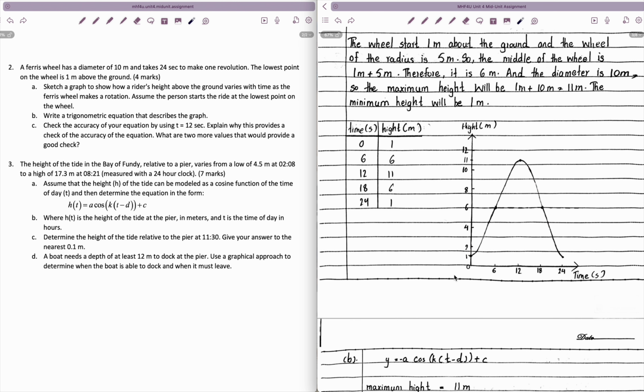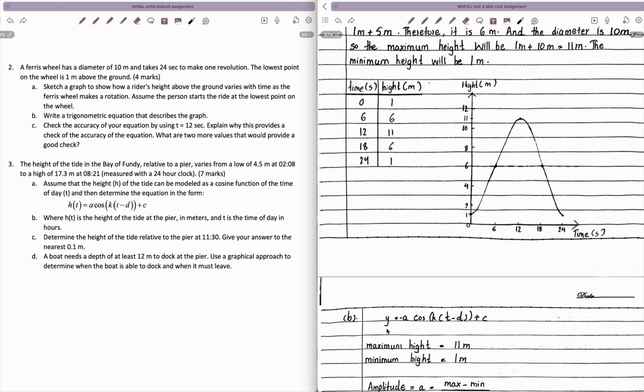This is for number A, and for number B, write a trigonometric equation that describes the graph, so we'll find the equation. This is a cosine function, and the point is such as the minimum, so it is a negative cosine function. So the equation is y equals negative a cos k times (t minus d) plus c. So we'll find a, k, d, and c.